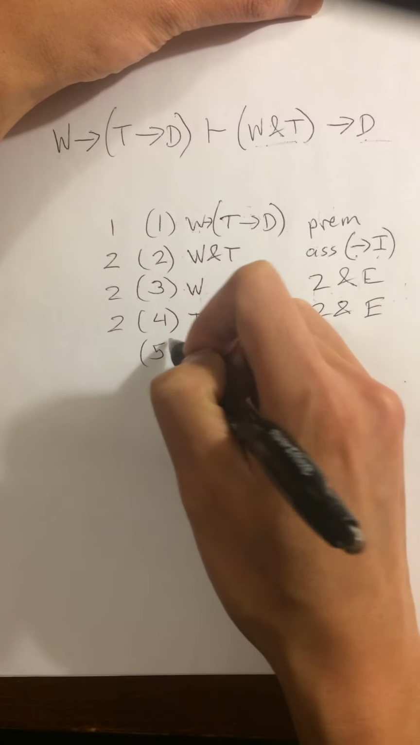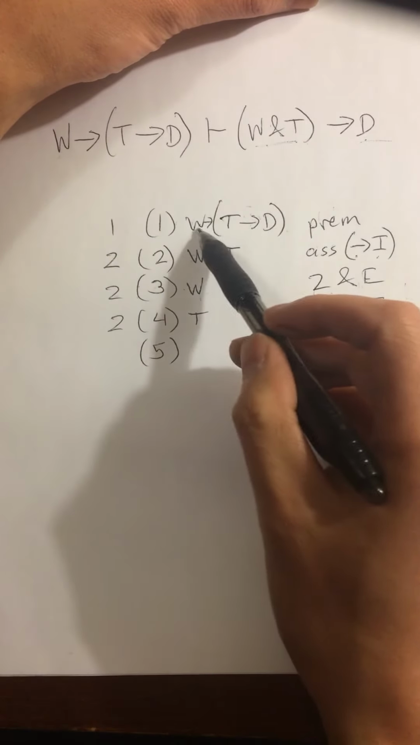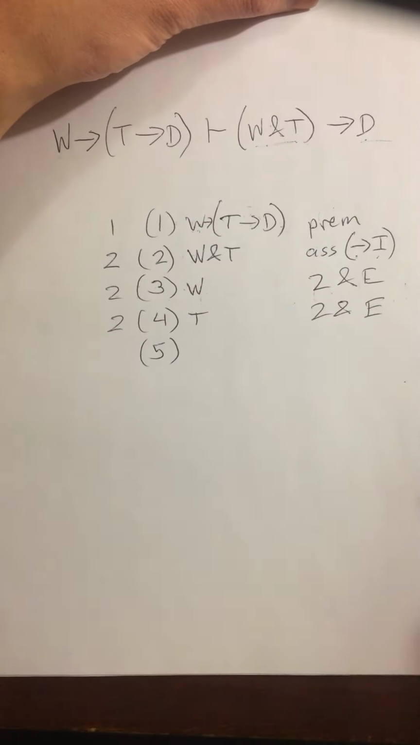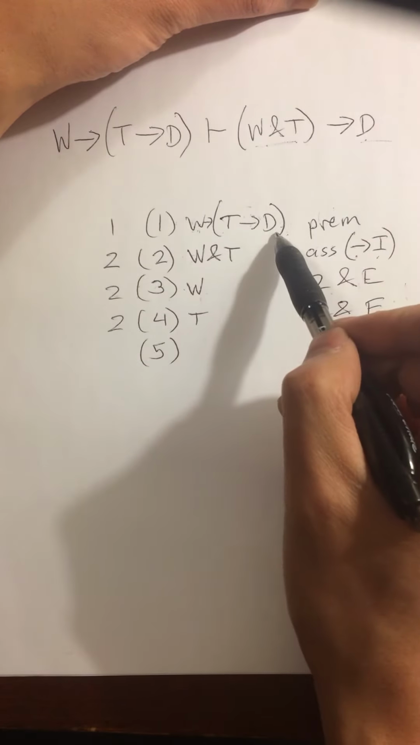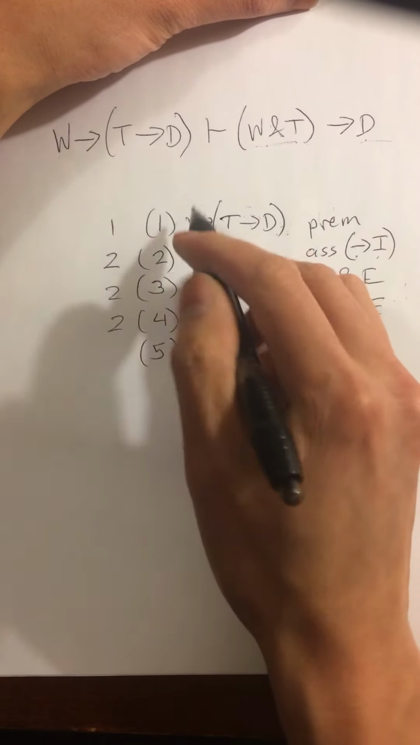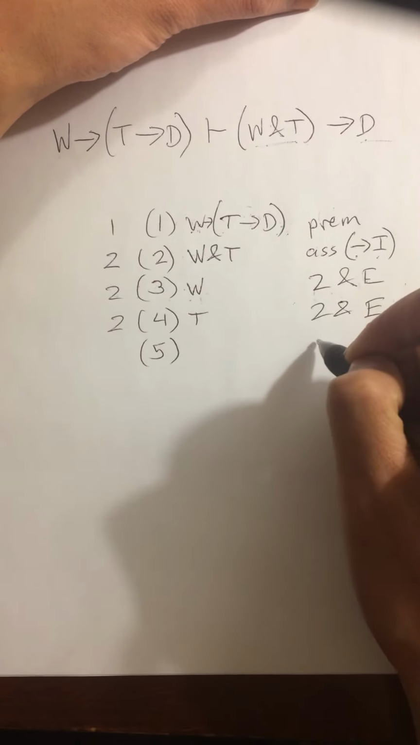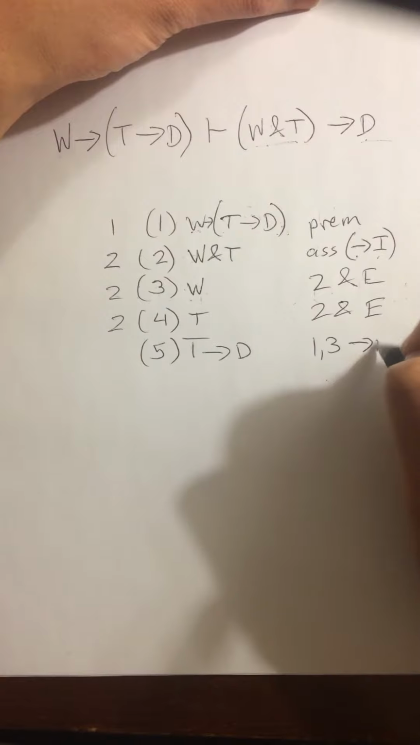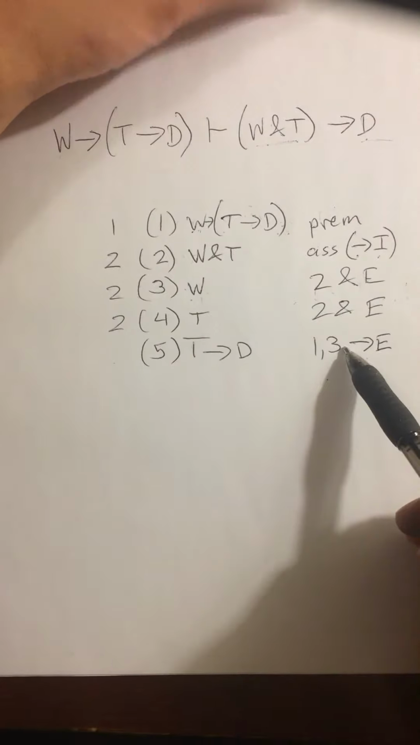And then on line 5, what we're going to do is use arrow elimination to derive D. You see here, this is a huge consequent. It's a complex formula, so this whole thing is the consequent. And in order to work with this, we have to take it out first. So with W, the antecedent, we can derive the consequent. Here I'm going to use 1 and 3 to derive T arrow D. So it's from 1, 3, and that's arrow elimination. Their dependency numbers will depend on what 1 and 3 depend on, which is 1 and 2.